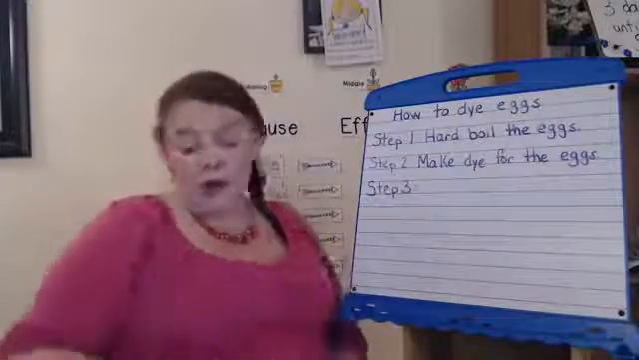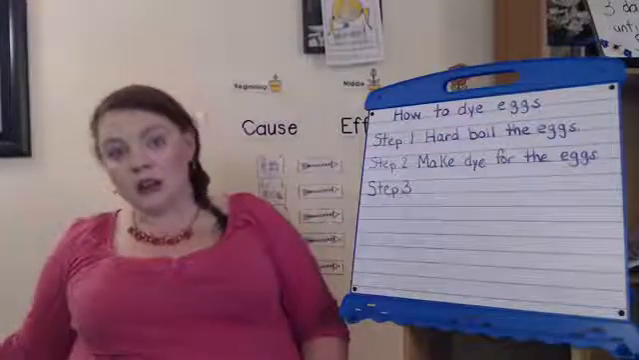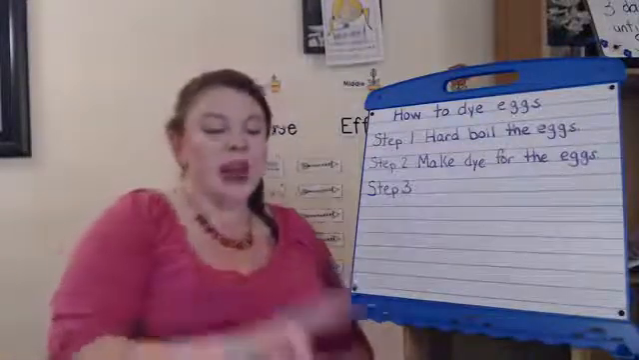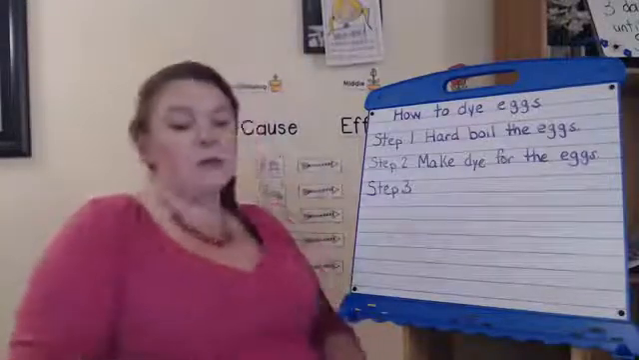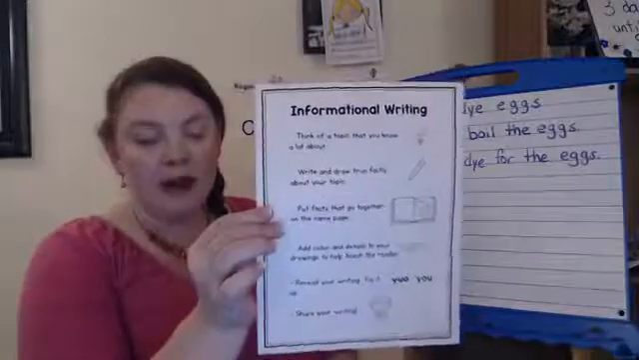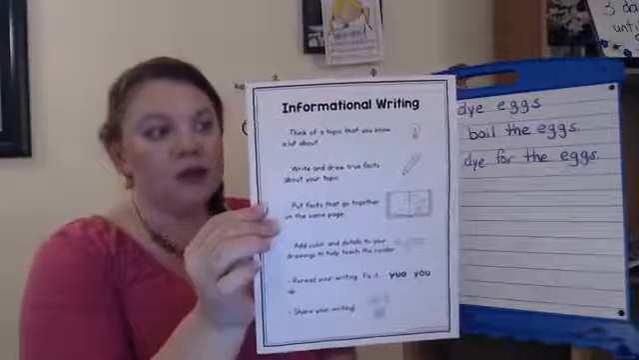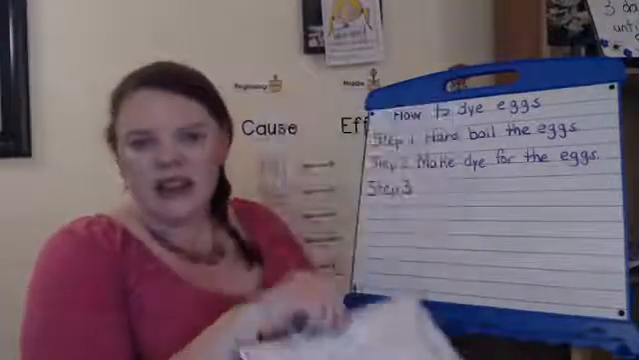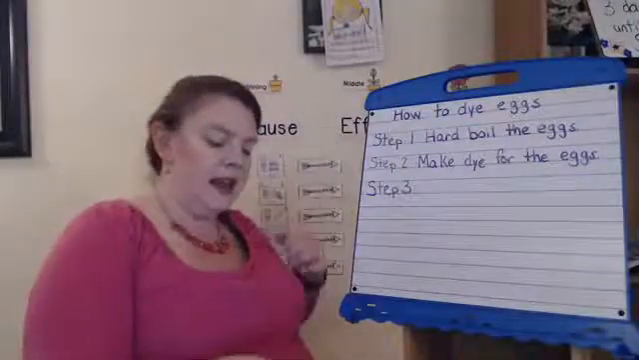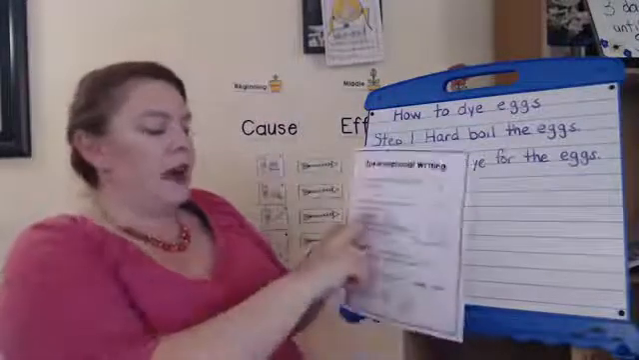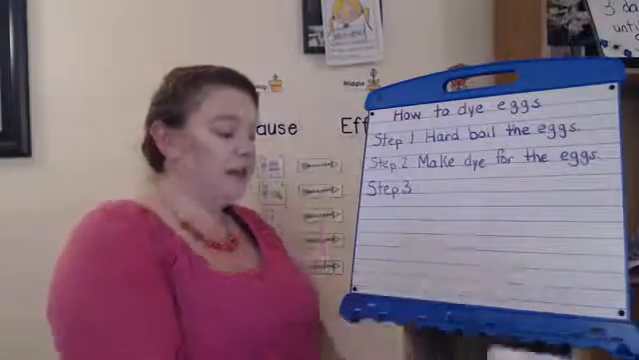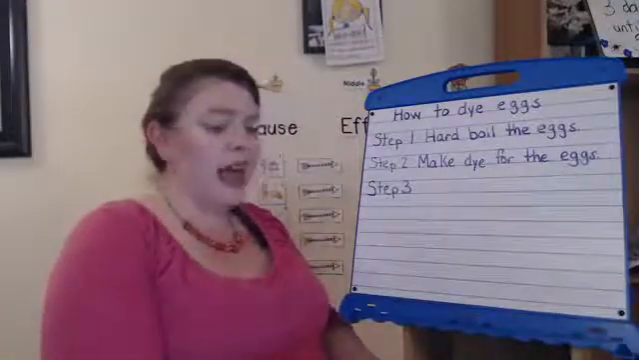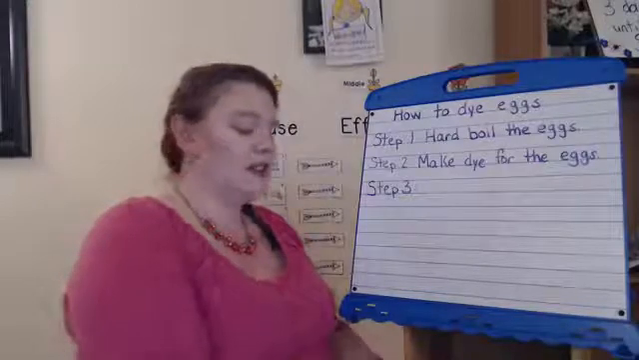So in your notebook where you made this writing, I want you to get your notebook. We're going to add 2 more steps, our final steps for today. If you remember, we had our informational writing checklist that we went through. We had to think of an idea, and we already had our idea about dyeing eggs. And we would write and draw true facts about our topic. So far our facts have been correct, and we're going to add some more facts today.